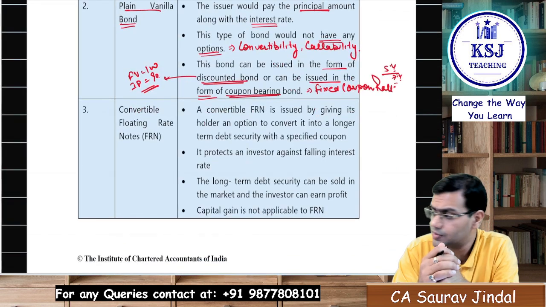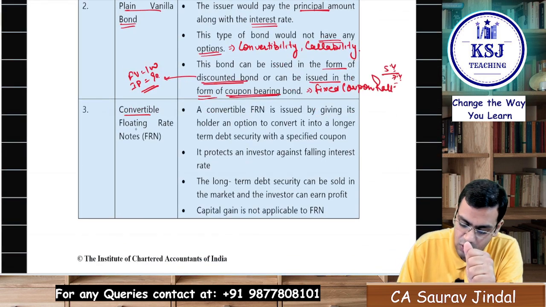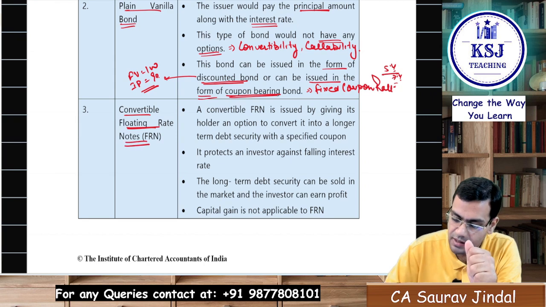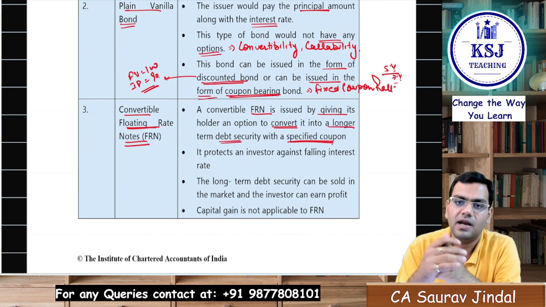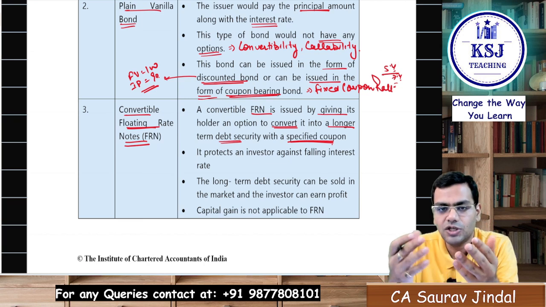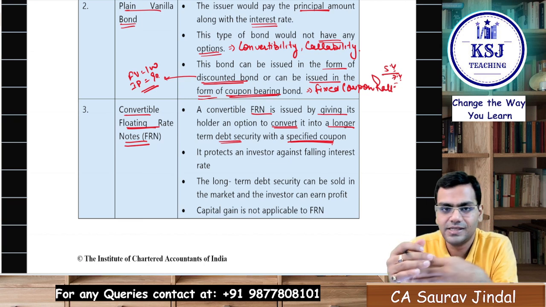The next one is convertible floating rate notes, FRN. A convertible FRN is issued by giving its holder an option to convert it into a longer term debt security with a specified coupon rate. Now what happens, sir? The company issued this bond for, let's say, 1 year or 2 years.